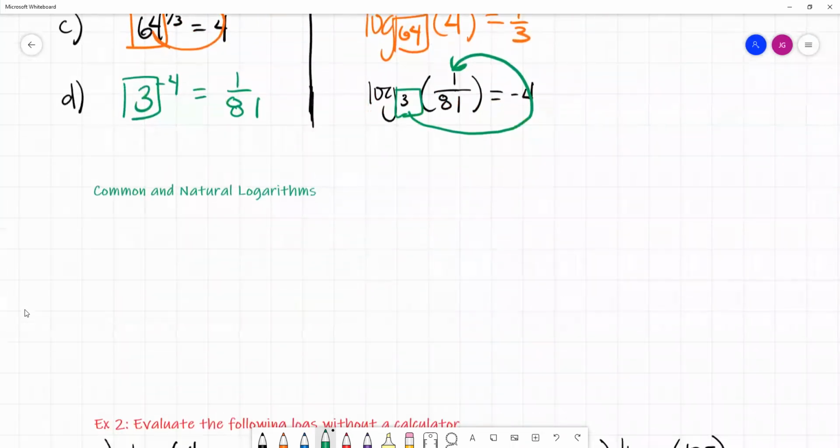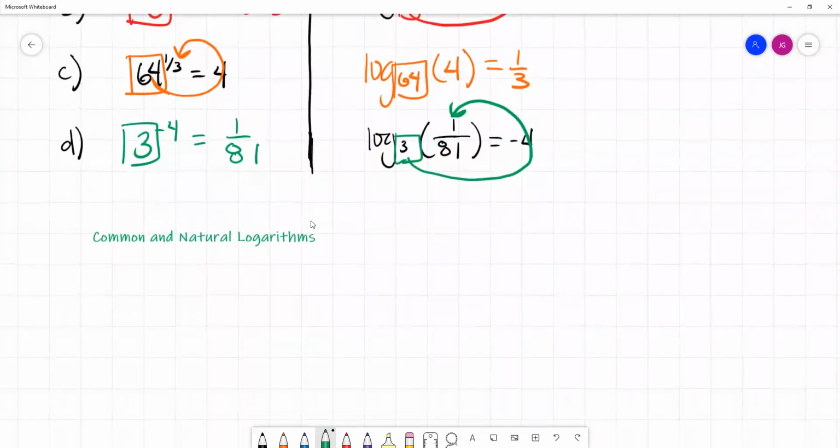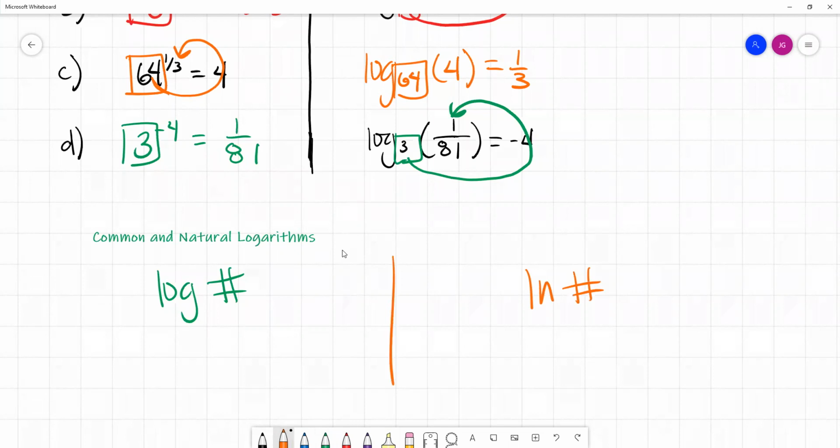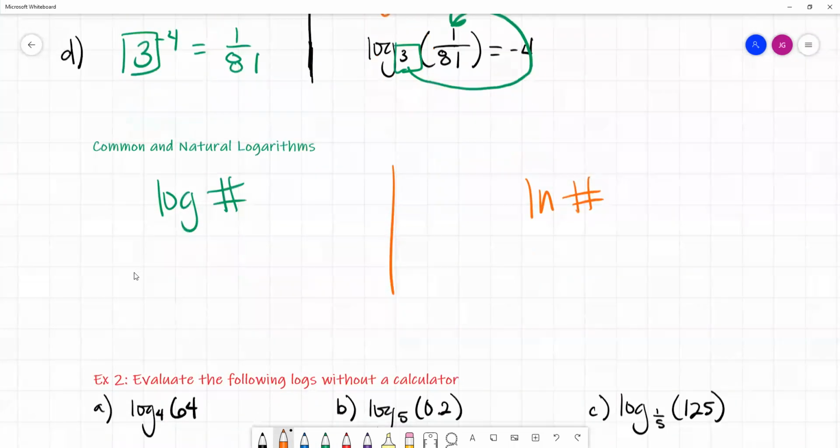One extra thing to mention are two things called the common and the natural logarithm. Sometimes you're going to see log of a number, and there's no base included. And then sometimes you're going to see ln of a number. Also no base, but it's ln. That's intentional, that's not a mistake. These are two special logarithms.